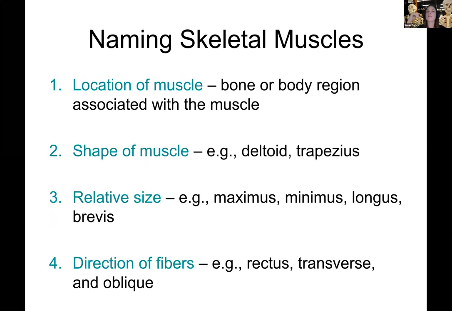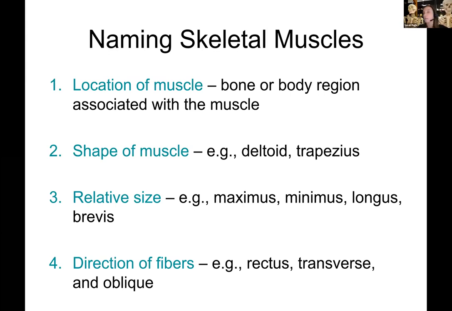The first one is we can name our muscles based on their location. So maybe the bone or even the body region that they're associated with. So a good example might be like the muscle that's right here. This is a muscle that's in your forehead. It actually helps you raise your eyebrows, okay? And so this muscle right here is called the Frontalis muscle. This one gets its name because it's sitting on top of the frontal bone, okay?